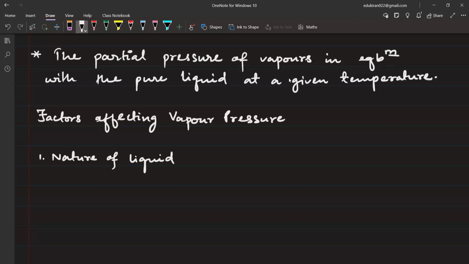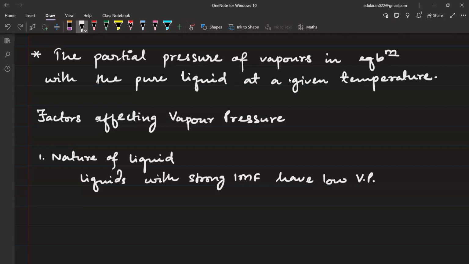And how does the nature of liquid affect it? What should we see in a liquid? Please write: liquids with strong intermolecular force of attraction have low vapor pressure.